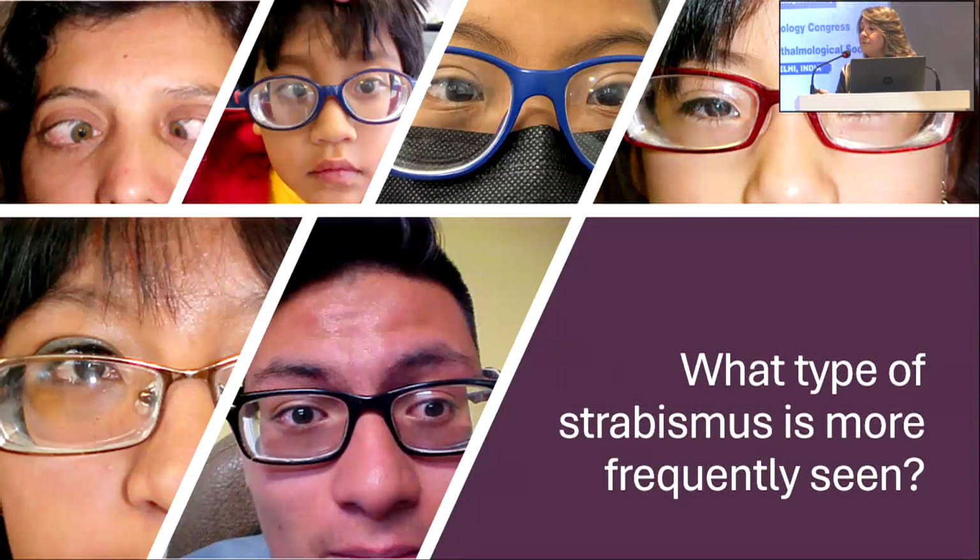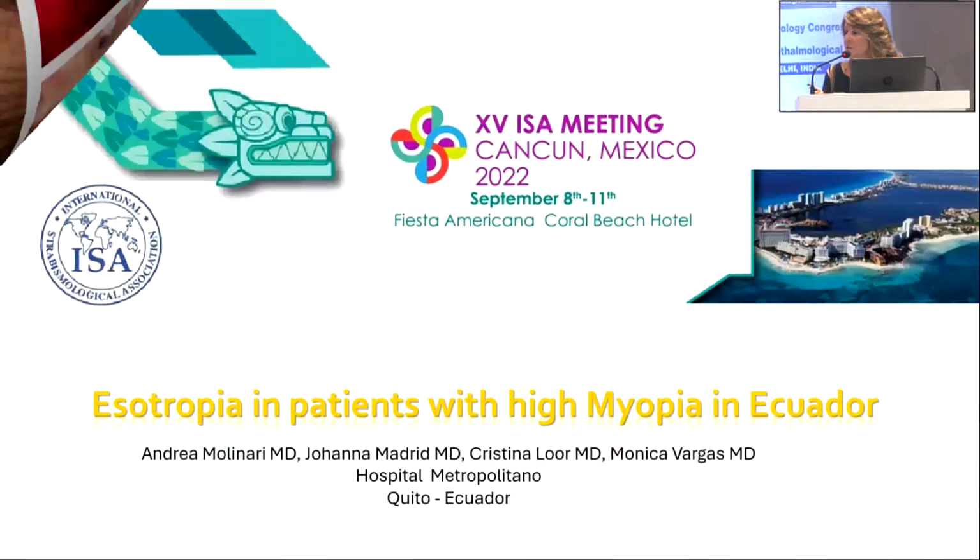What type of strabismus is more frequently seen? This depends, of course, on the part of the world you are working in. For example, in the previous paper, you have seen that exotropia was the most frequent one. But that's not what we see in the Western Hemisphere.